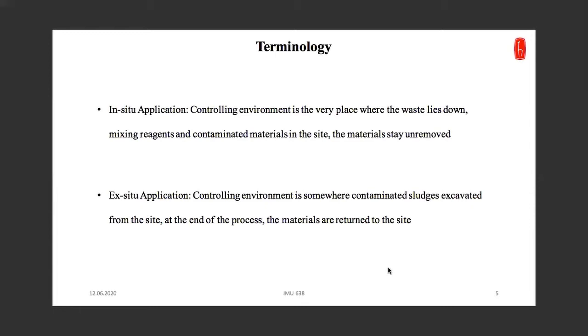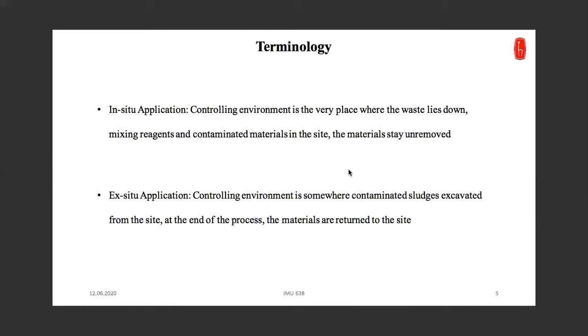In situ application, you can understand like it's happening in situ and deals with the soils and sludges in the very place where they lay down, and mixing the reagents and contaminant materials in the site, and at the end of the treatment the materials stay unremoved. So you are implementing in the in situ. And on the other hand, ex situ indicates the excavation of the contaminant sludge from the site and mixing it with the reagents, the treatment materials. At the end of the process, you need to return the materials onto the site.